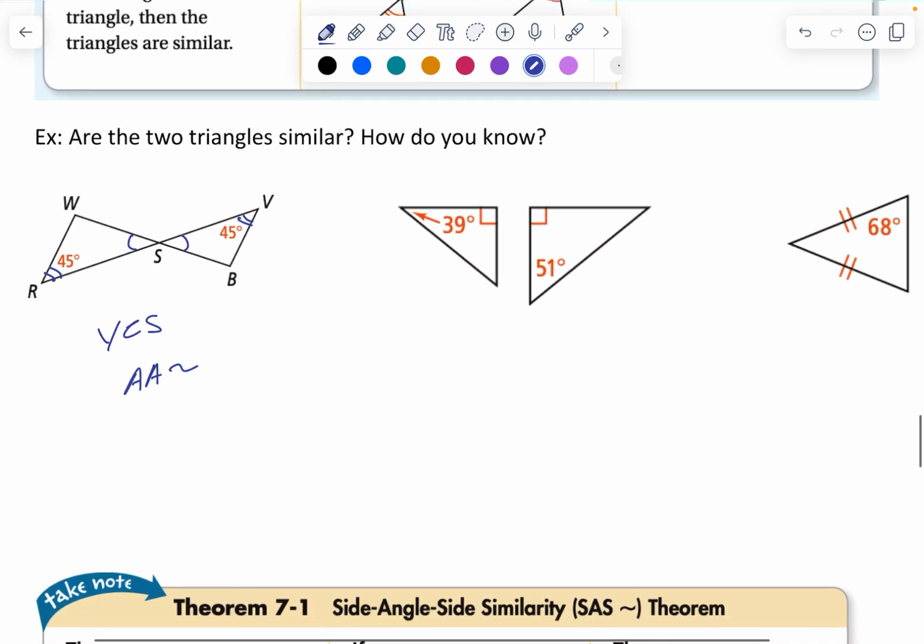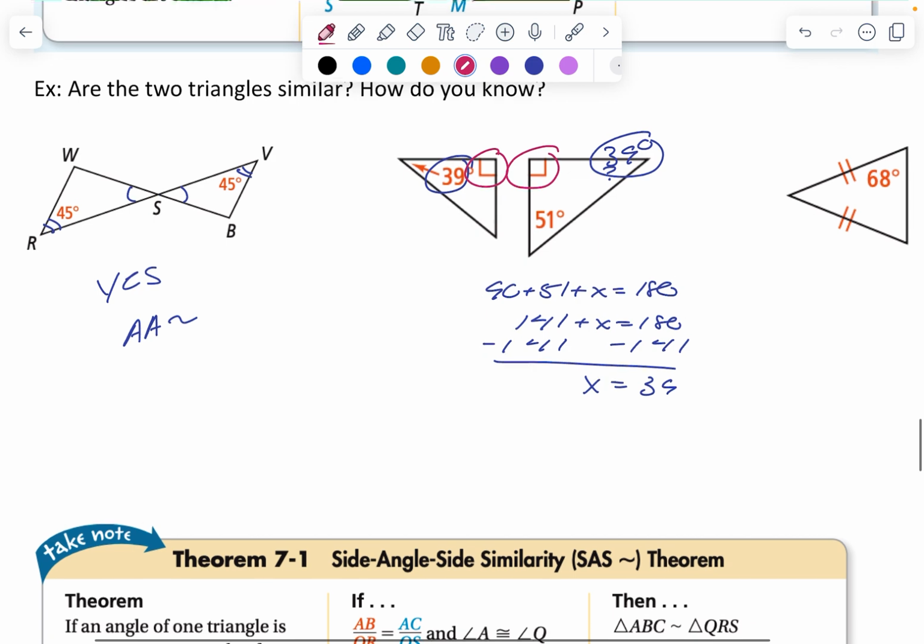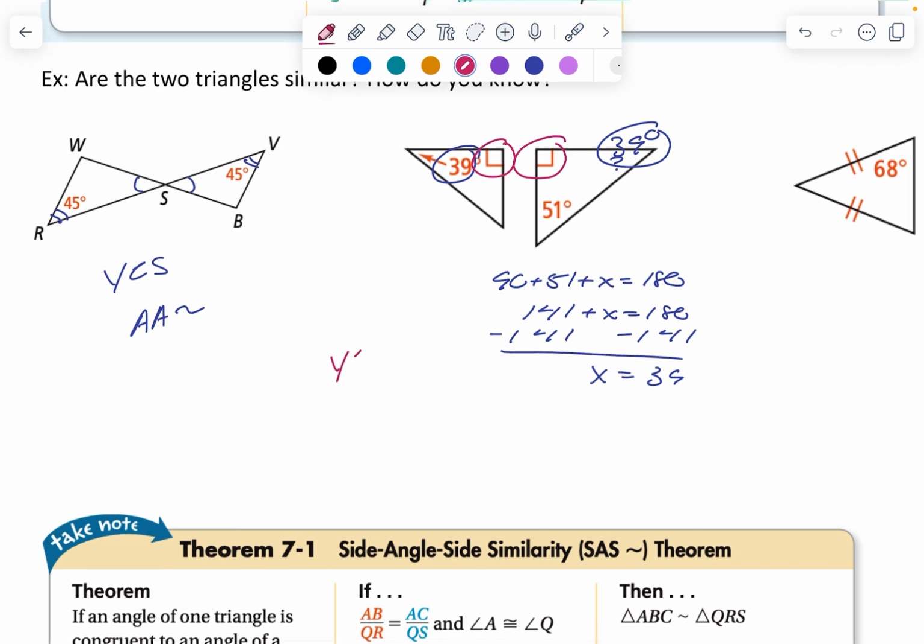Here, if we wanted to find this third angle, we would do 90 plus 51 plus x equals 180. Or in other words, 141 plus x equals 180. And subtracting 141 from both sides, we get x equals 39. So this is 39 degrees, which means now we have one set of congruent angles and another set. So this would be yes, and again, AA similarity.